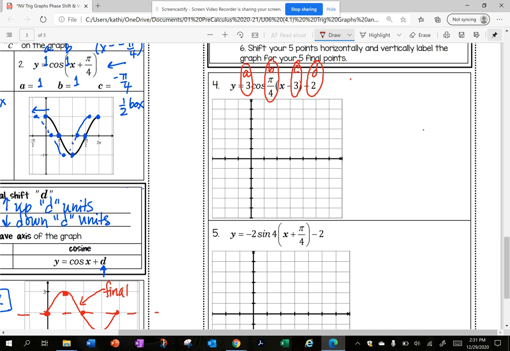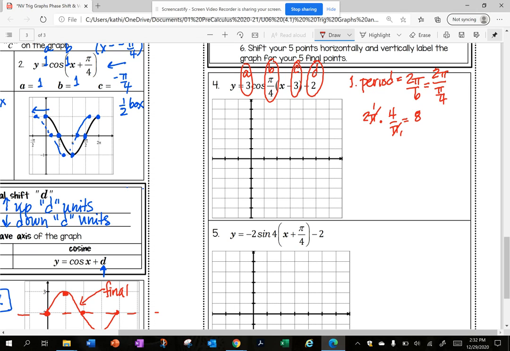So the first thing I want to do is find the period. The period is 2 pi divided by B, and we said B is pi over 4. So this is 2 pi divided by pi over 4. When I divide fractions, I flip and multiply. So this is 2 pi times 4 divided by pi. I'm multiplying numerator times numerator, and I know pi divided by pi is 1. So 2 times 4 is 8. So the period, for one cycle, is 8.